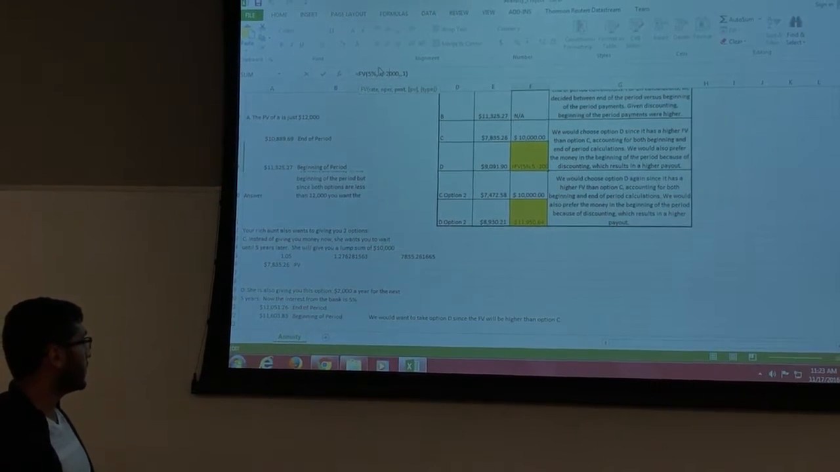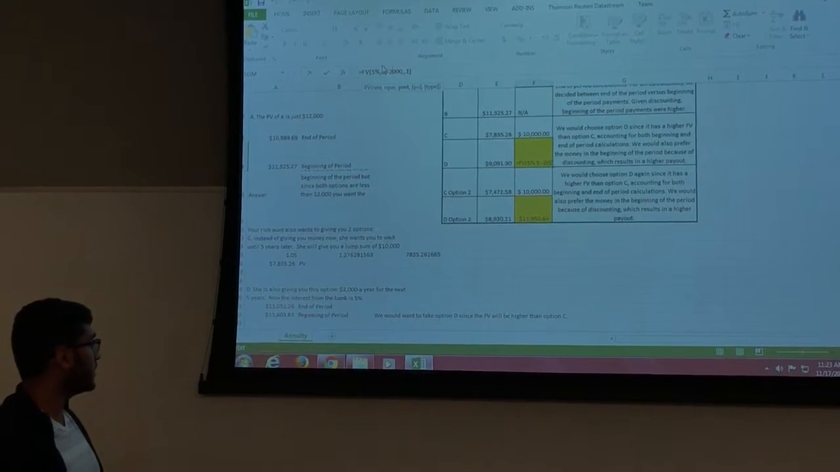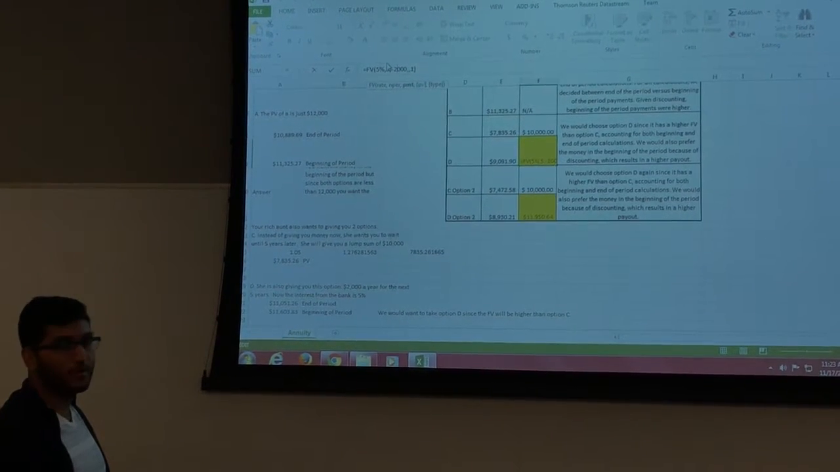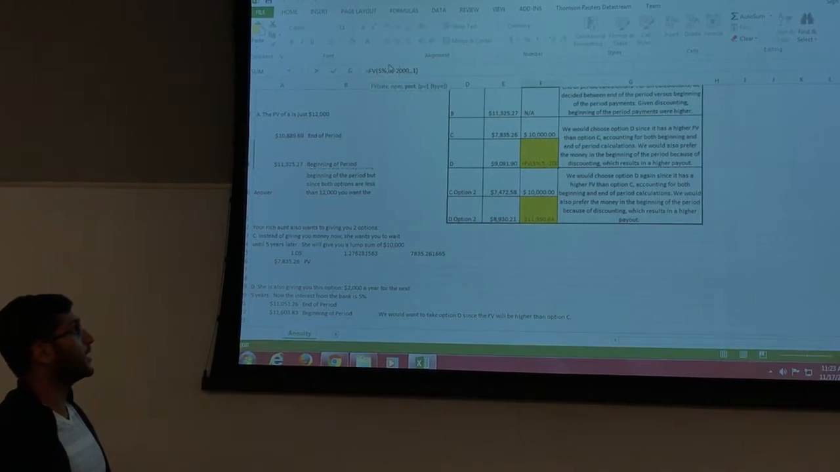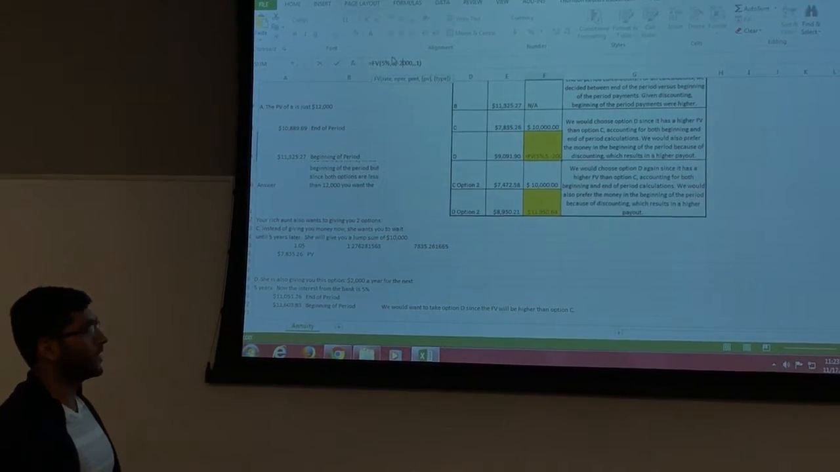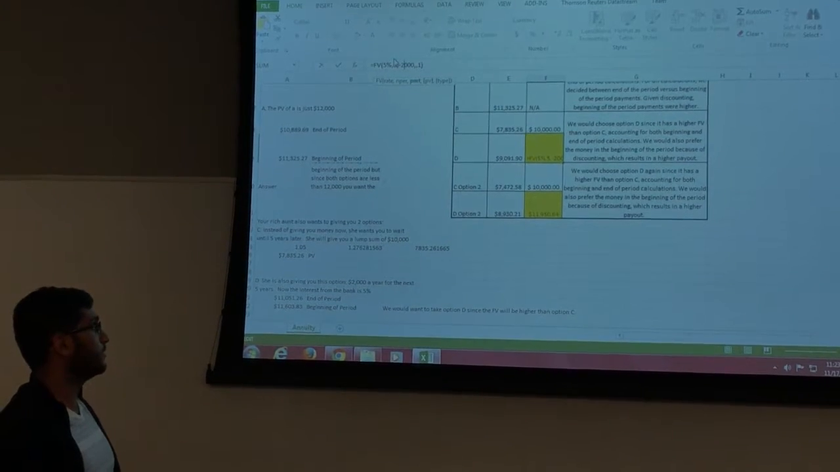We found that for end of the period, it was 11,051. And for beginning of the period, it was 11,603, so we chose the 11,603. And comparing that to the 10,000, it was greater, which led to our decision of decision B.